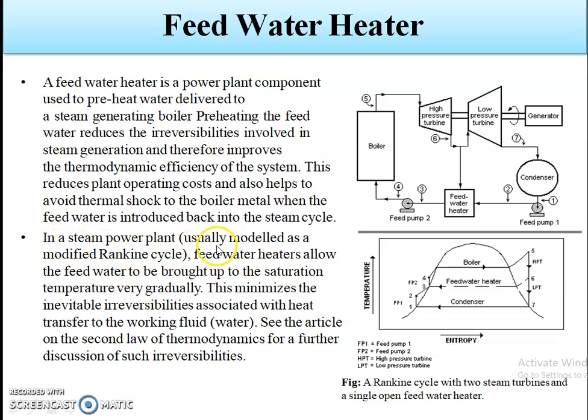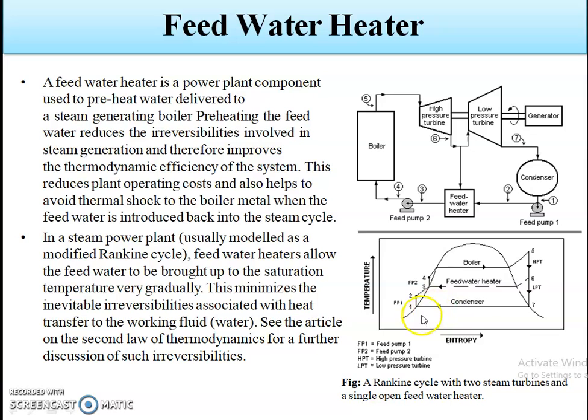In a steam power plant, usually in the modified Rankine cycle, the feed water heater allows the feed water to be brought up to the saturation temperature very gradually. This minimizes the irreversibility associated with the heat transfer to the working fluid, here water. From the second law of thermodynamics comes the further discussion of irreversibility. This graph is the temperature entropy diagram based upon the Rankine cycle.